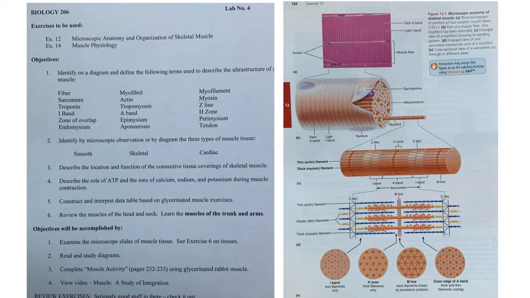So to get started with today's lab, let's start running through these objectives. Number 1 says, identify in a diagram, define the following terms used to describe ultrastructure of a muscle. As we look at page 184 in your lab manual, you'll see this is looking at muscle tissue, an actual photomicrograph, then this shows you a nice illustration. What's really nice is it shows how the muscle fiber, so remember, a muscle fiber equals actually one muscle cell.